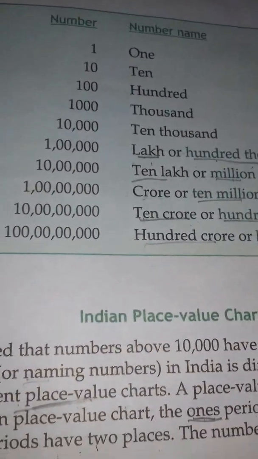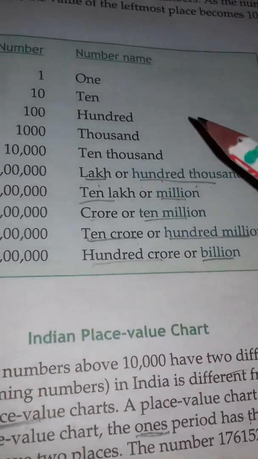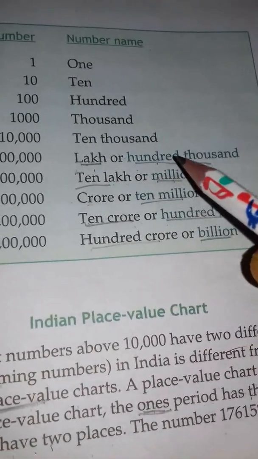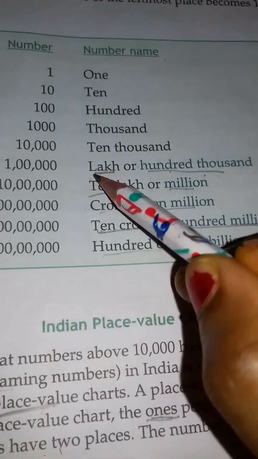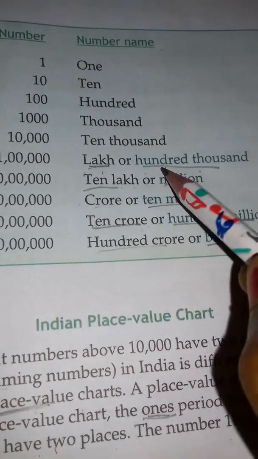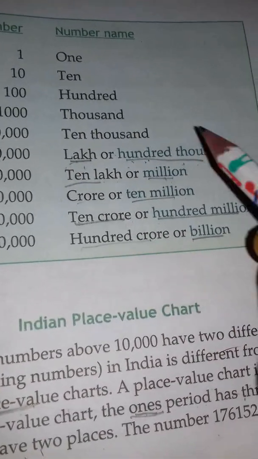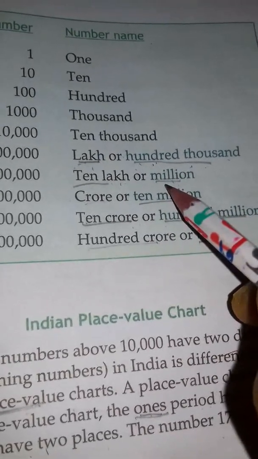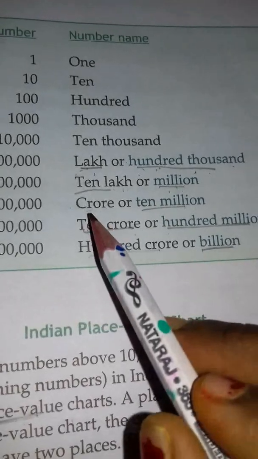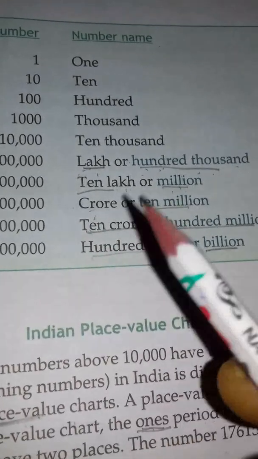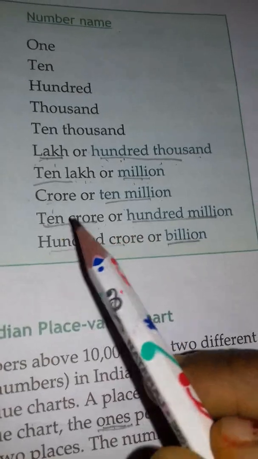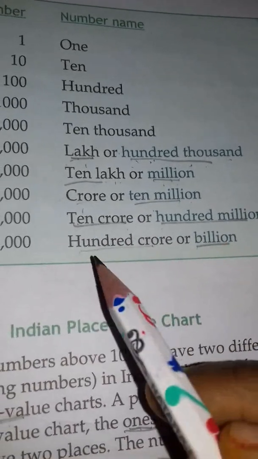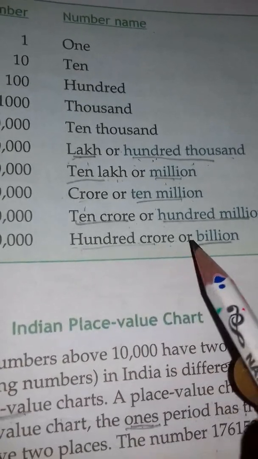Now see students, this table you have already seen, which is given in your textbook. You can see here all the periods place value is given, like in Indian it is given lakh, or in international it is given 100,000. In India it is given 10 lakh, and in international it is given million. Crore according to Indian place value, 10 million according to international place value, 10 crore Indian, 100 million according to international. Now here you can see 100 crore or billion.